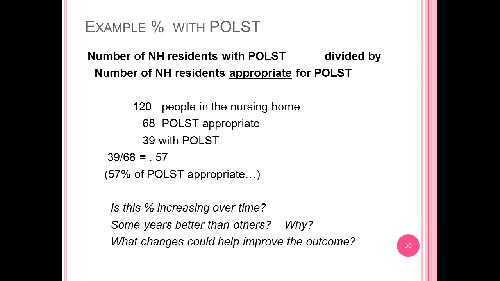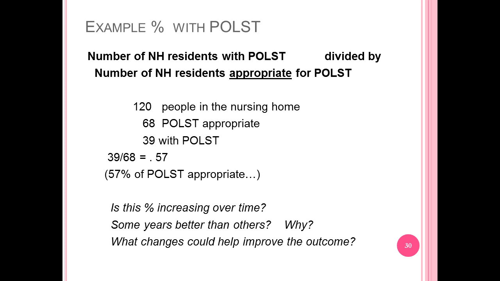So for your nursing home team that is implementing the POLST paradigm, you should have a target about what percentage of nursing home residents who are appropriate for POLST actually have a completed POLST form. Let's just pretend you have 120 residents and that you've decided that 68 of those 120 are POLST appropriate, and that there are 39 who actually have a completed POLST. So you would calculate 39 divided by 68. That's 57% of the people who are appropriate for POLST in your nursing home having a completed POLST.